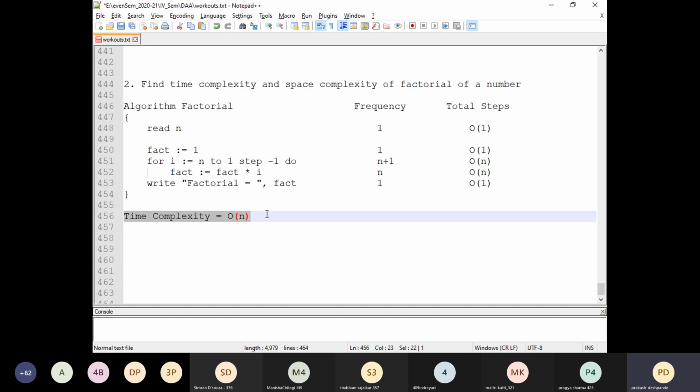Is this understood, how we derived the big O notation for this particular algorithm as big O of n? Yes, sir. If there are any doubts, please do ask, because this is the basic. Based upon this understanding, we are going to solve all the remaining algorithms.